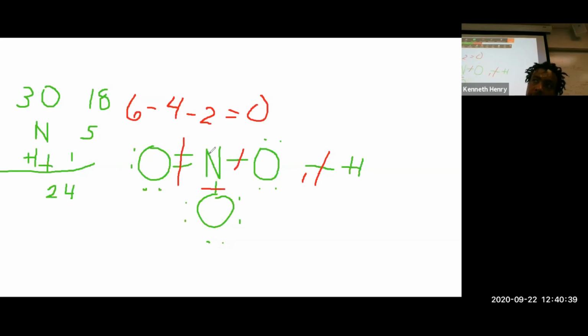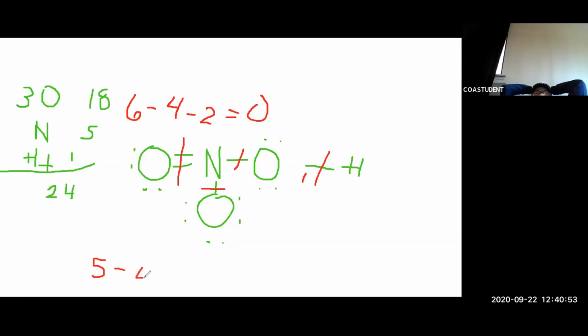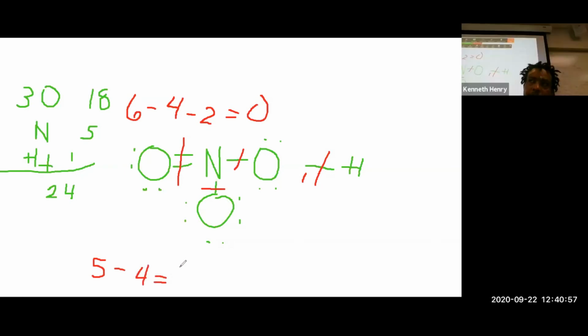This guy, so how many valence electrons does nitrogen have normally? 5. How many bonds do we have here? 4. So then this guy would be a +1 on the nitrogen.